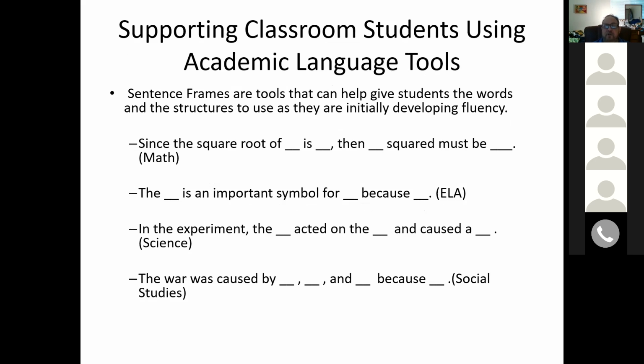Supporting classroom students using academic language tools. Sentence frames are tools that can help give students the words and the structures to use as they are initially developing fluency.